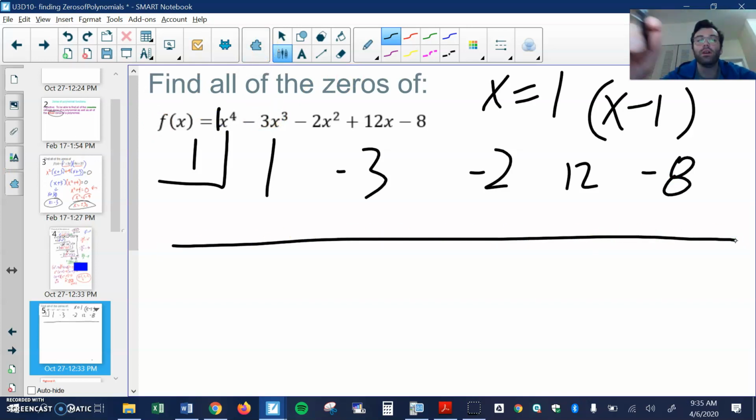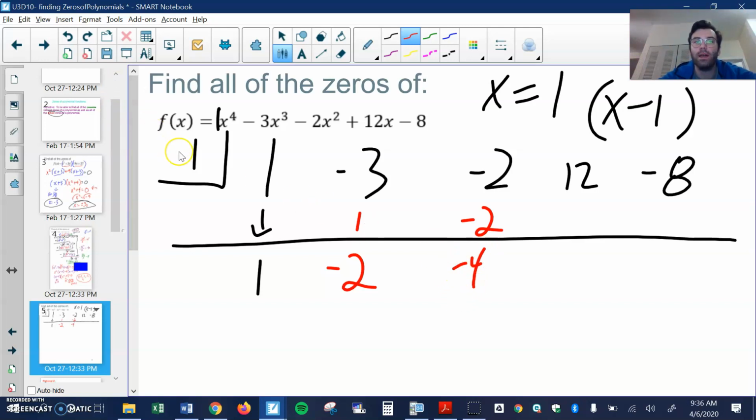I draw a line across. When doing this, the first term comes straight down, I get 1. I do 1 times 1, which gives me 1. And then I add these two, negative 2 plus 1 to get negative 2. Negative 2 times 1 gives me negative 2. Add straight down again, I get negative 4. Negative 4 times 1 gives me negative 4. Add straight down, I get positive 8. 8 times 1 is 8 to get 0.